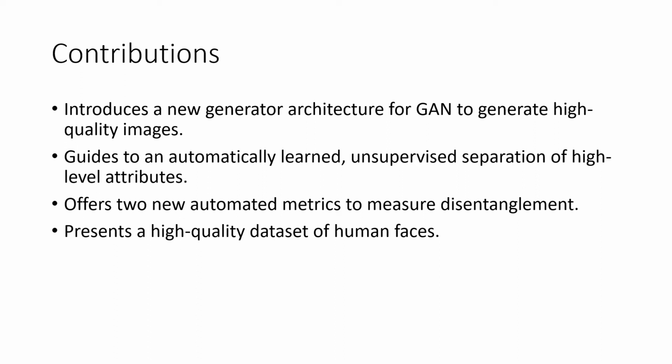The main contribution of this paper is that it proposes a new generator architecture for GAN, called StyleGAN, which can generate high-quality images. It leads to an automatically learned, unsupervised separation of high-level attributes, known as latent space disentanglement. It also proposes two new automated metrics for quantifying disentanglement and introduces a high-quality dataset of human faces. We will see more details about the contributions in the later slides.